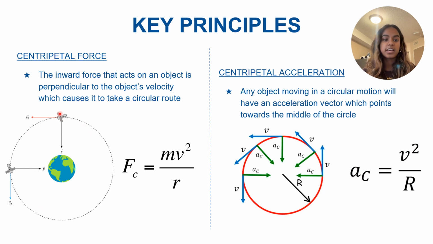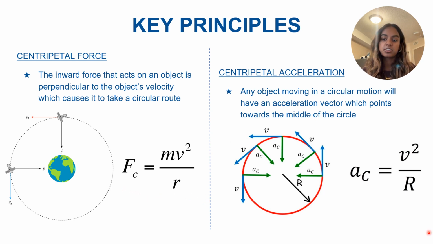The diagram shows a satellite that is moving with some velocity around the Earth, and its force is pointing towards the inside of the circle, which is also perpendicular to the velocity. The formula for centripetal force is shown here, which is force is equal to mv squared over r.